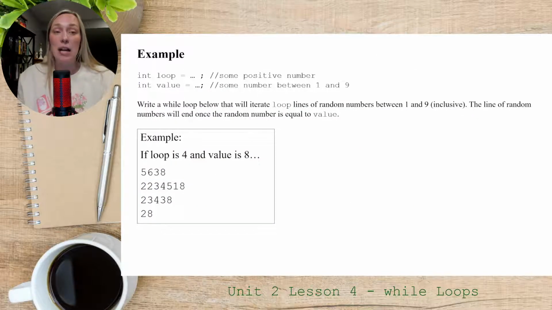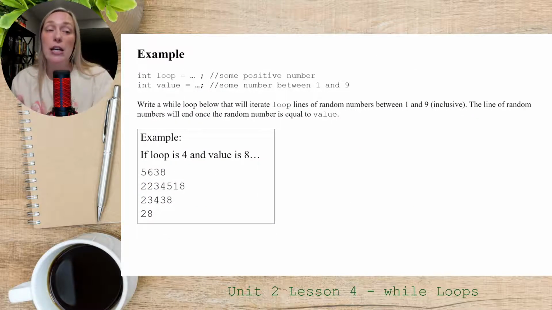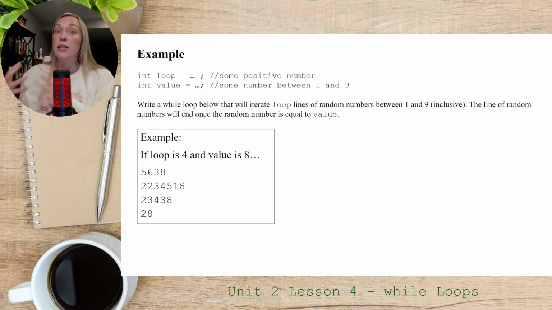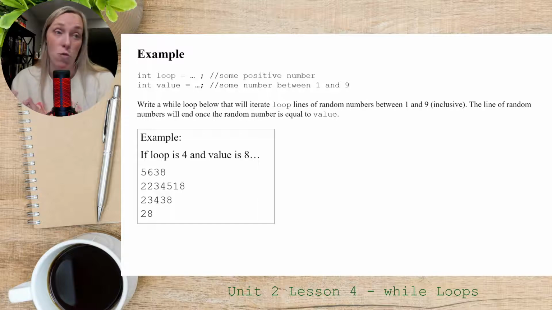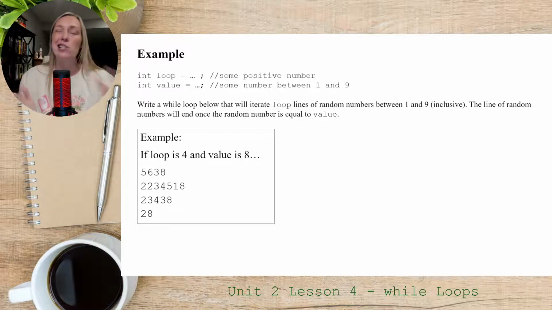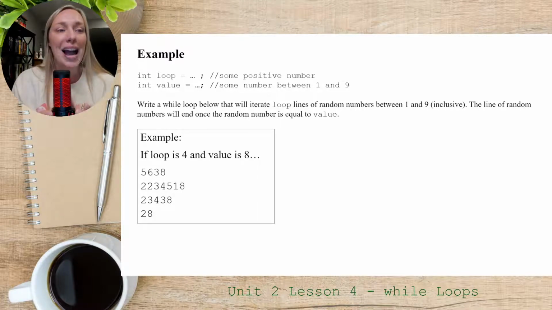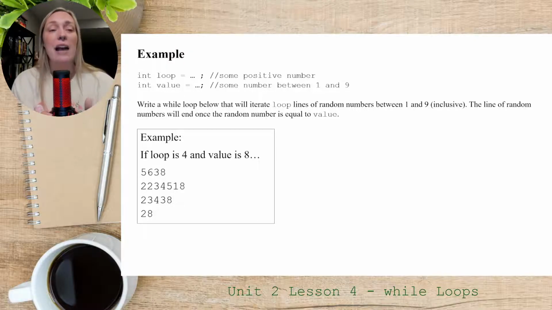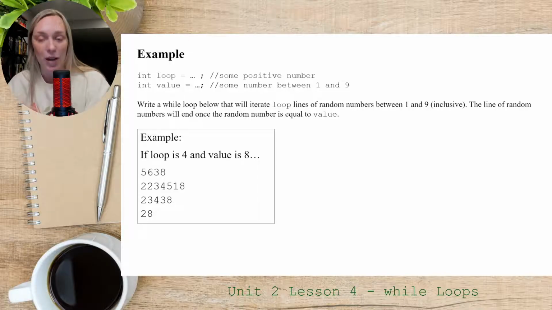Our last example, we're going to get into writing our own loops here. In the next lesson, we'll get into working with algorithms even more. But here's an example of how we might start using loops. I have int loop and int value. Loop is some positive number, and value is some number between 1 and 9. Our instructions say to write a while loop that will iterate loop lines of random numbers between 1 and 9.